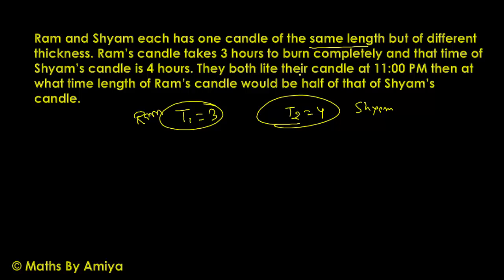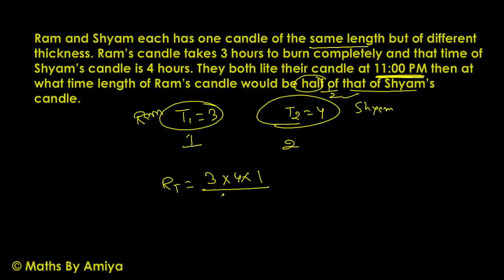They both lit their candles at 11 p.m., meaning burned together, so same length burned together. At what time would the length of Ram's candle be half, that is 1 by 2, of that of Shyam? So 2 goes with Shyam and 1 goes with Ram. What is the required time? T1 into T2 into 1 upon (2 into 4 minus 1 into 3), the bigger one minus the smaller. This becomes 12 by 5, which is 2 and 2 by 5.